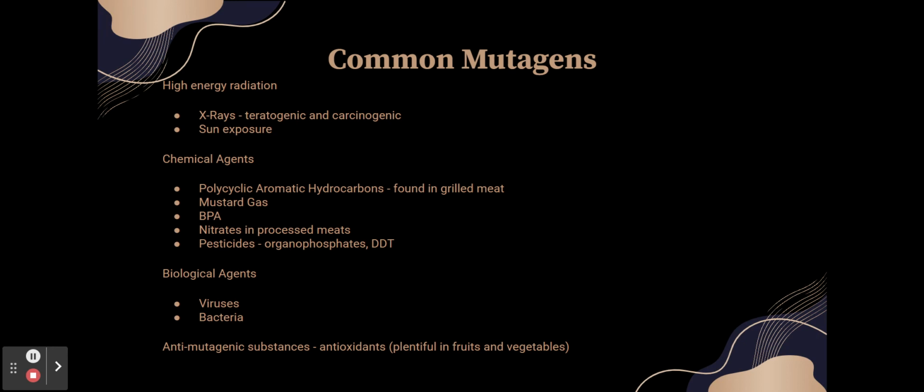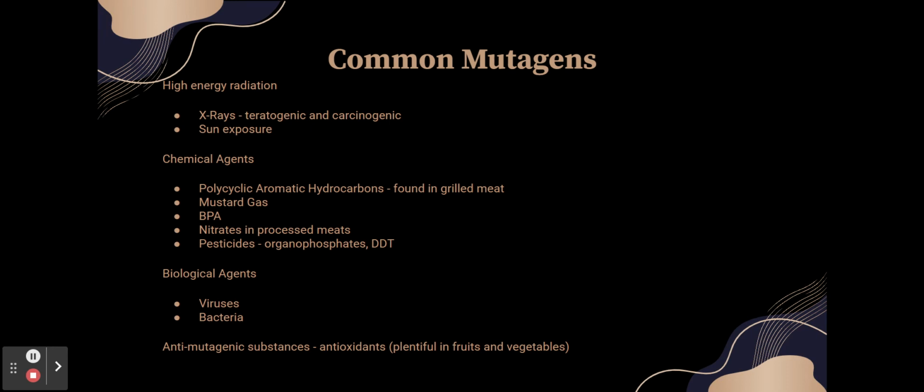Pesticides, organophosphates, and DDT. We have talked about those before too. I think when we talked about social and environmental justice with malaria. So those things disrupt DNA, cause mutations at different levels. And we have biological agents like viruses and bacteria, and the resulting inflammation causes changes to the DNA.